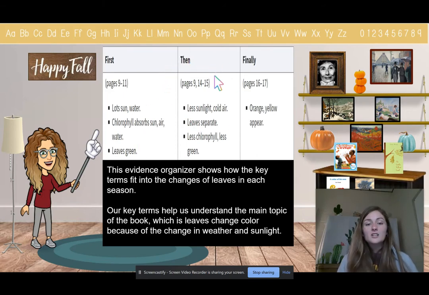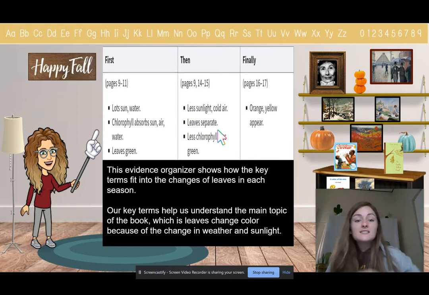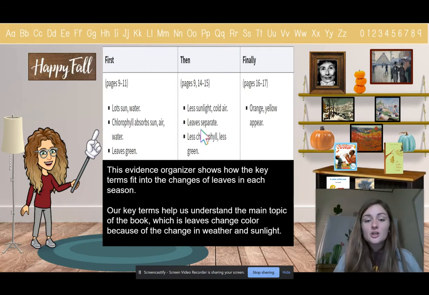Then we learn later that when fall comes, there's lots of changes in the weather and there's changes in how much sunlight is up and around us during the day. So in the fall, we start to see less sunlight and the air is starting to get cooler. Some of the leaves separate from trees, right? They gave the tree all the food that it could give, and some leaves separate and some leaves stay on the tree, but they're less green because of that less sunlight.